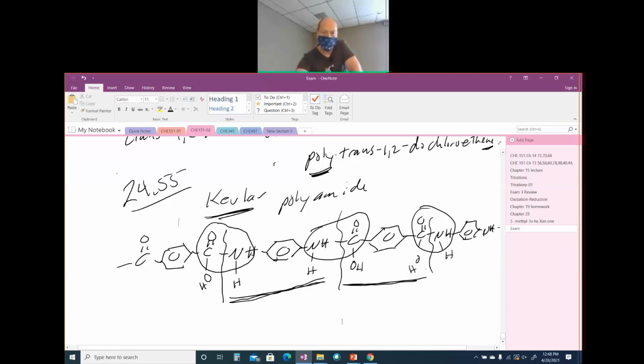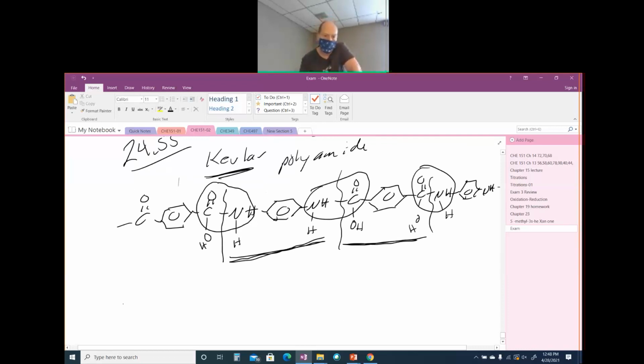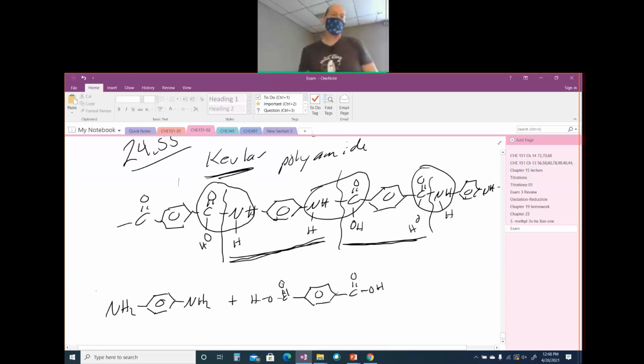And so to make this Kevlar, you will need these two monomers. All right, so you need your NH2 and then a benzene ring in the middle, and then another NH2. You will also need a carboxylic acid with a benzene ring, and then on the other side, another carboxylic acid. All right, so you'll need a lot of those, and then when you polymerize it, you will get your Kevlar, which is the polymer that they showed there.